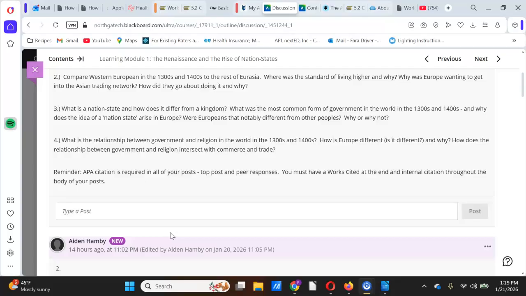The most common form of government in the world from the 1300s to 1400s was still monarchy, and you see this everywhere. But there are different types of monarchies and different types of constructions of how to rule. We see a lot of empires in this period, particularly in Central and Southeast Asia, but we're going to begin to see them develop in the Western European world.